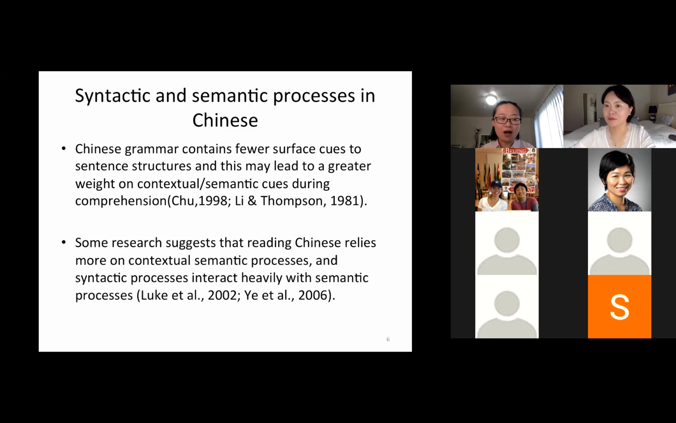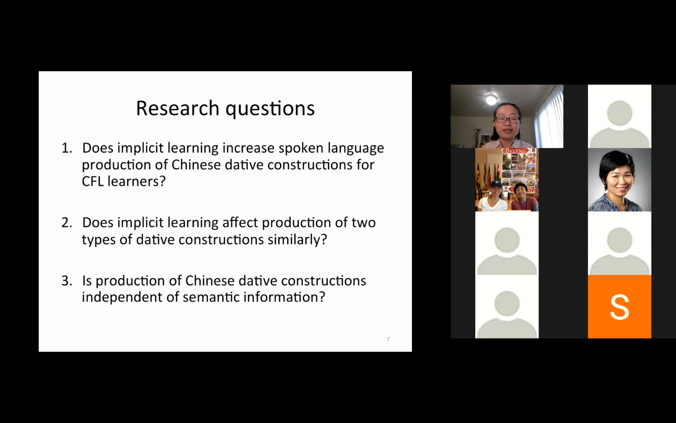So we have fewer studies about production, whether the production of syntactic structures is also related to semantic processes. So that's the second question I'm interested in. Based on the previous studies, I asked 3 questions for this project.